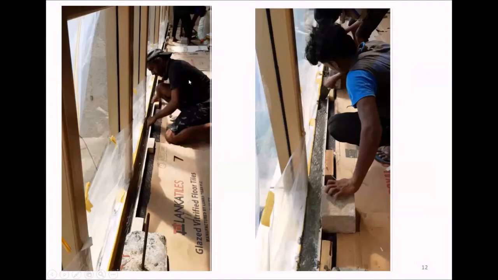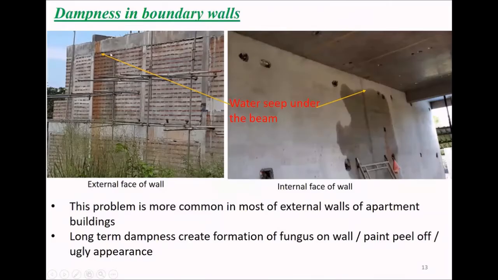And this one, dampness through walls, right? Here I have shown you a picture of a building. This is an external wall, actually a boundary wall, and inside of the same wall we can see these water patches. How does this happen? This water comes through this slab, the slab and the beam, and there is a small gap here between the wall and the beam. Water can seep, right?